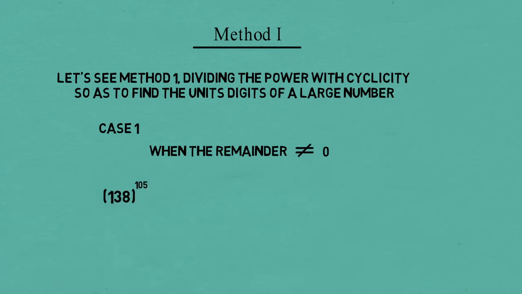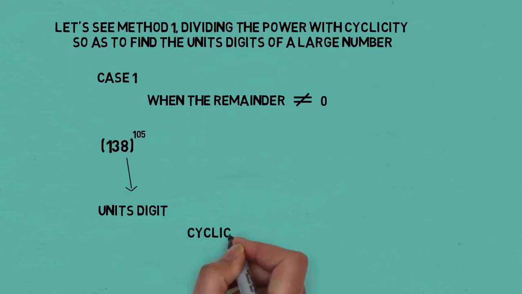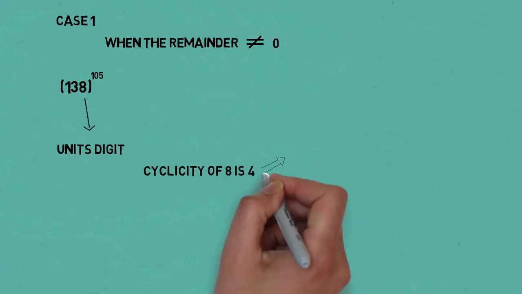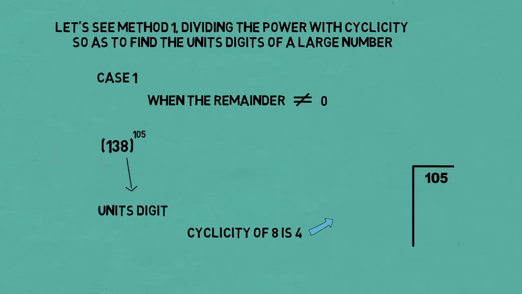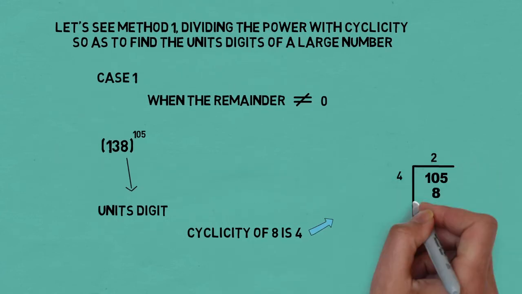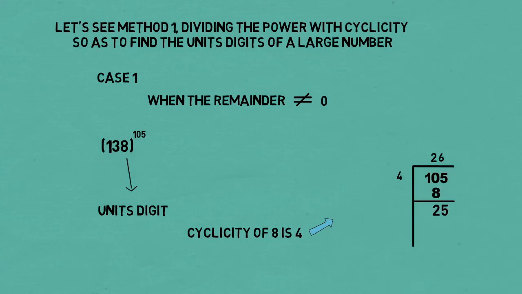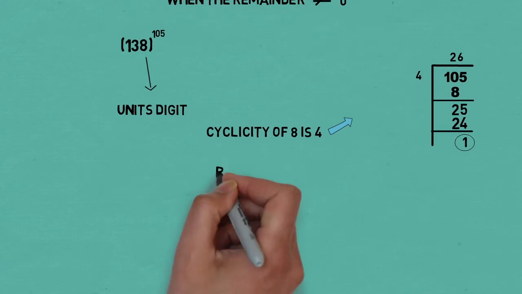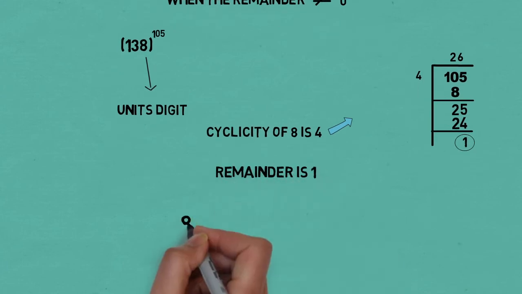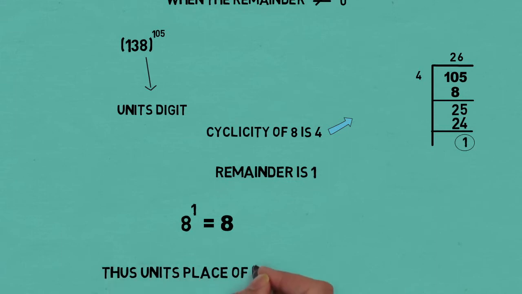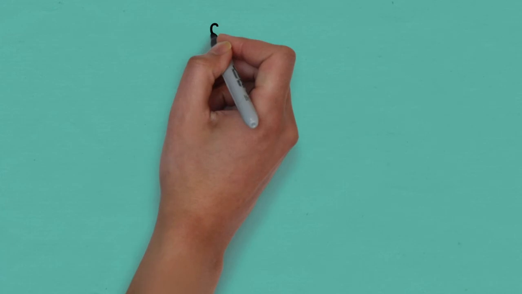In this example, the unit digit in the question is 8. From the table, we know that the cyclicity of 8 is 4. Thus, divide the power, that is 105, by 4. Here, we only need to look at the remainder. While dividing 105 by 4, we get the remainder as 1. Thus, take the units place and raise it to the remainder, that is 1. Thus, the units place of 138 raised to 105 is 8 raised to 1, which is equal to 8.